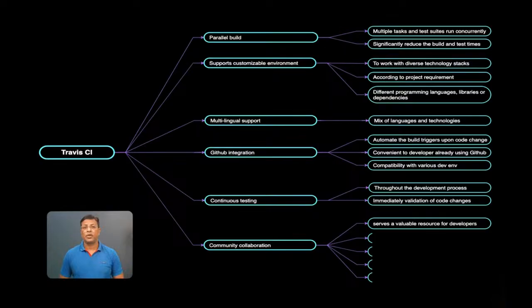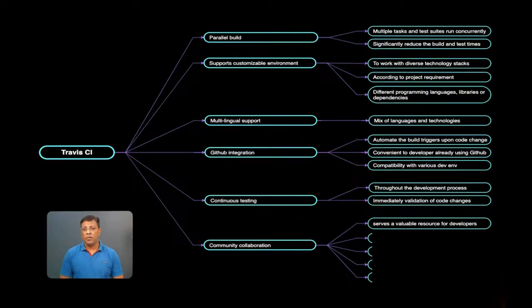Travis CI is known for its broad support for multiple programming languages. This versatility is essential for projects that involve a mix of languages or technologies. It allows developers to use Travis CI for a variety of projects, regardless of the programming languages being employed.